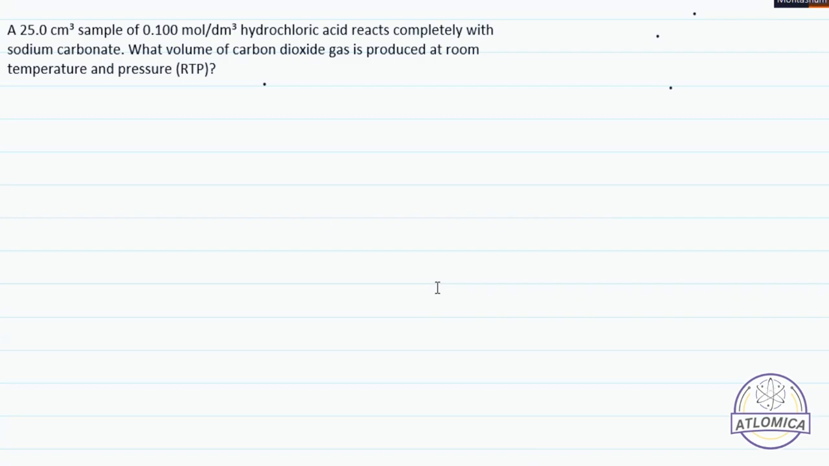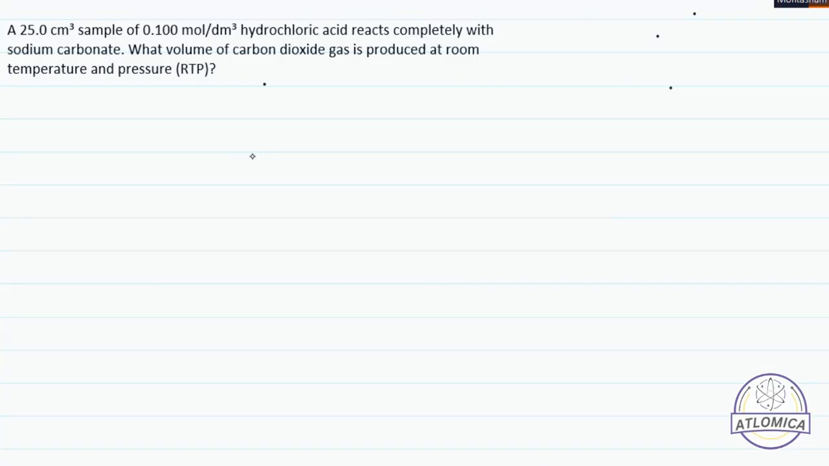It is regarded as one of the hardest questions in A levels, but let's dive deep into it. A 25 cm³ sample of 0.1 mol dm⁻³ hydrochloric acid reacts completely with sodium carbonate. What volume of carbon dioxide gas is produced at RTP?